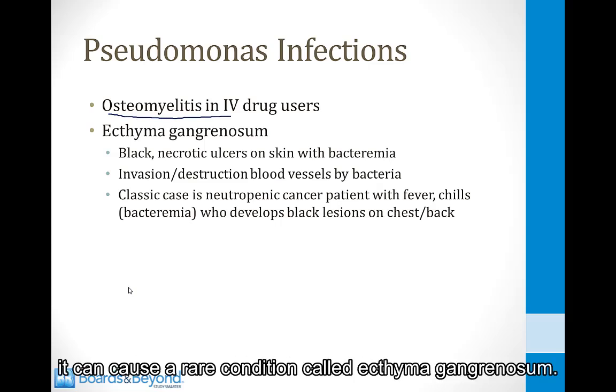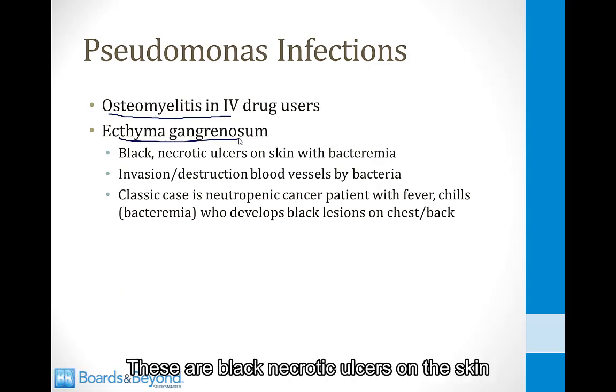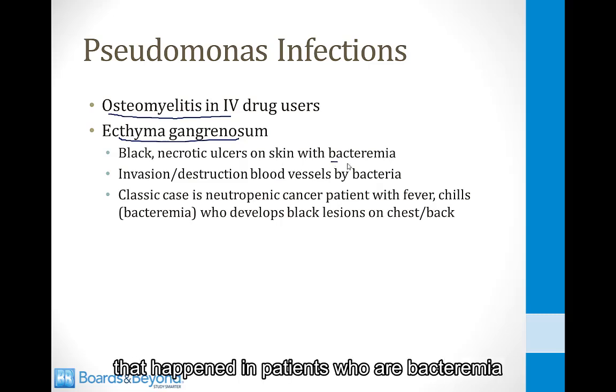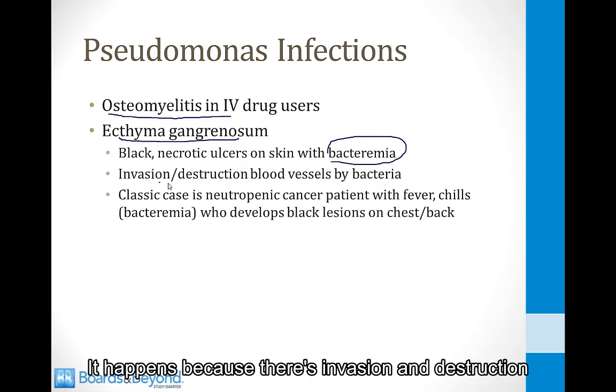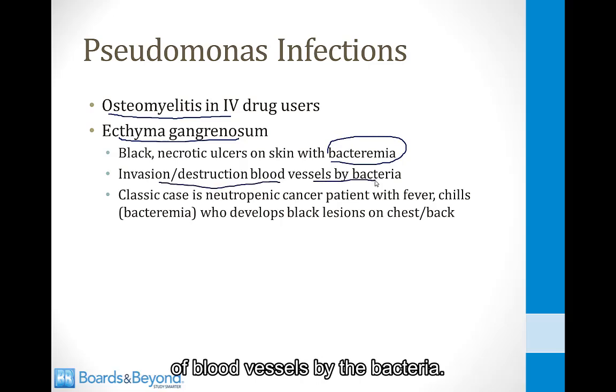And then finally, it can cause a rare condition called eczema gangrenosum. These are black necrotic ulcers on the skin that happen in patients who are bacteremic with Pseudomonas. It happens because there's invasion and destruction of blood vessels by the bacteria.